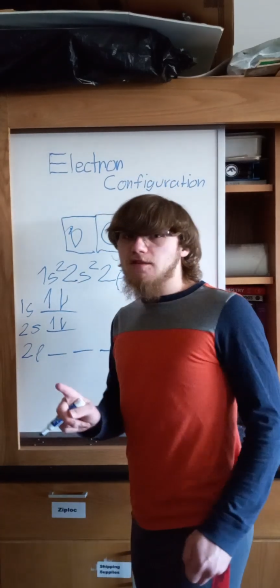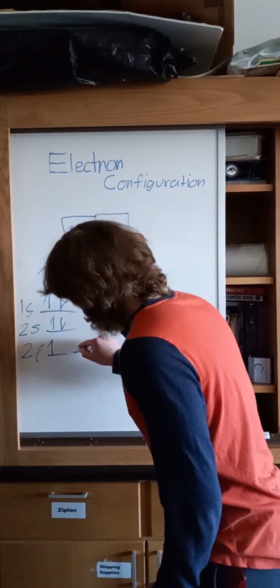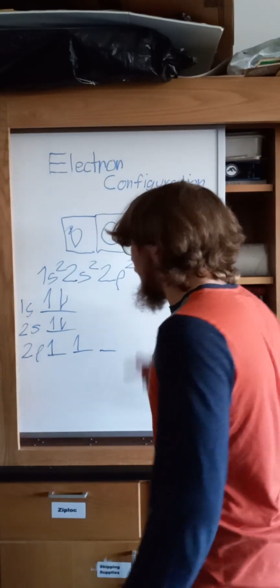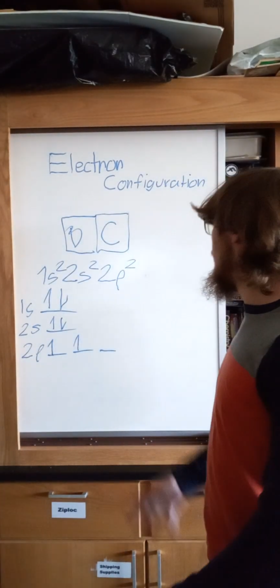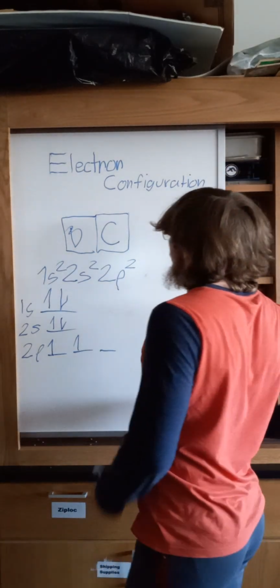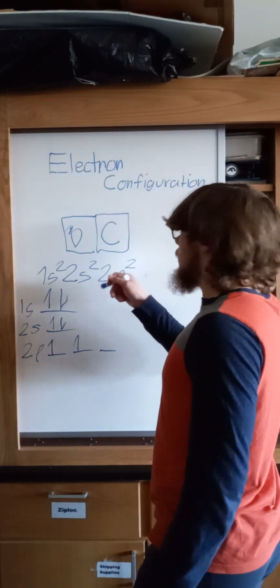Hund's rule is going to be the biggest factor in what makes 2p2 this. We start off with the up, then we go up again, and that's it, because we only have 2 electrons in the 2p subshell. And that is the electron configuration for carbon: 1s2, 2s2, 2p2.